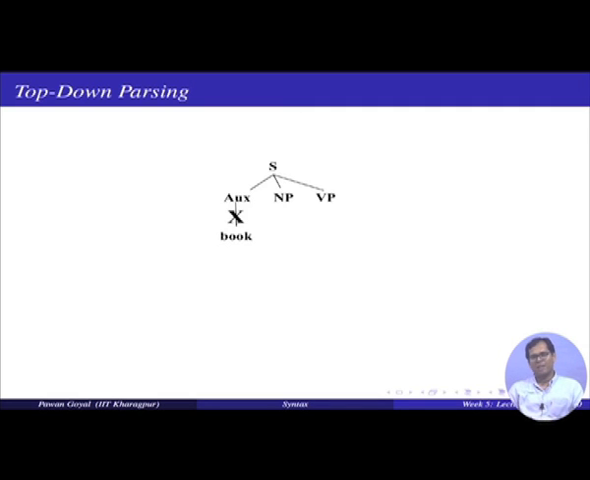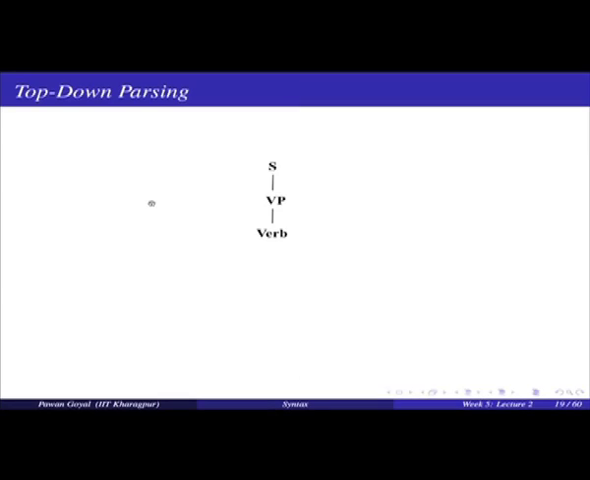Auxiliary cannot give me anything else, so I have to go back and try out something else from S. The only remaining thing is VP. So S gives me a VP. Now I will go to my grammar. What are the rules from VP? VP can give me a verb. That is the first thing. Now verb also gives me book. That match is there. But what happens to the other two words in my sentence, "that flight"? Verb gives me book, but "that flight" is not covered in this tree. So this is not a valid tree.